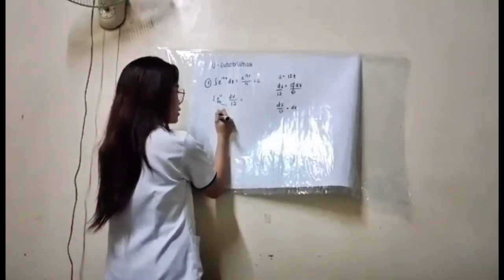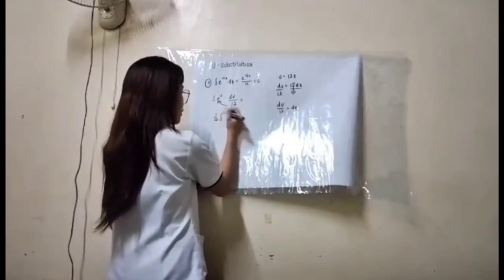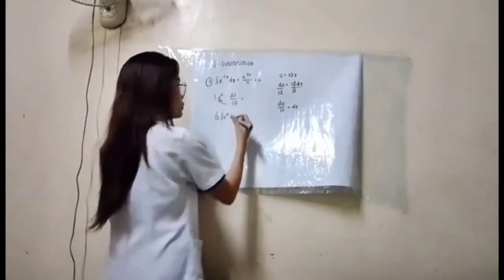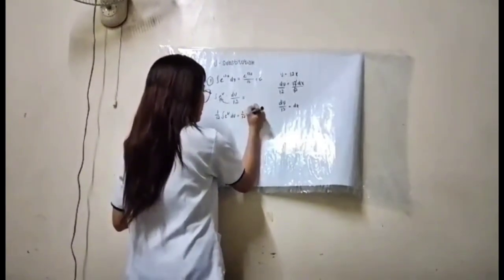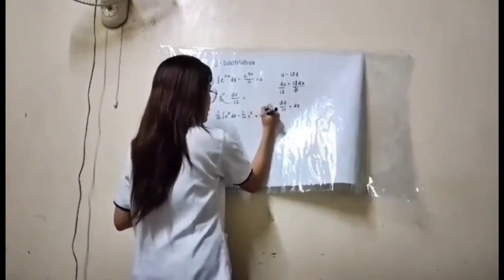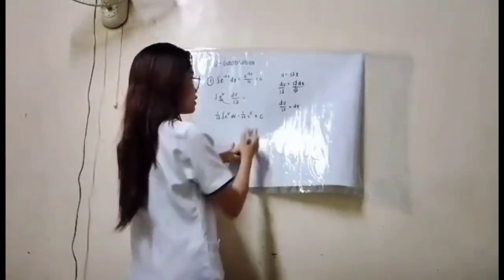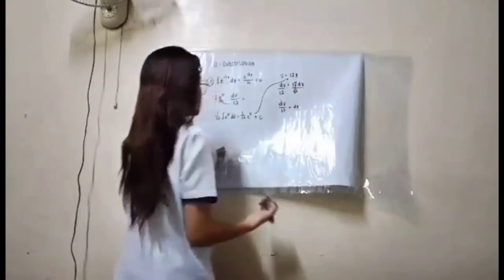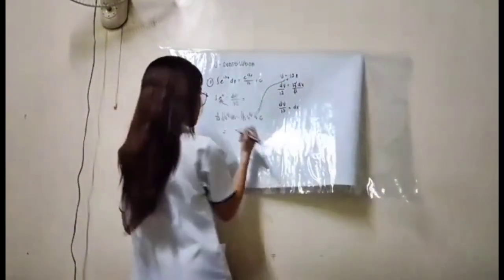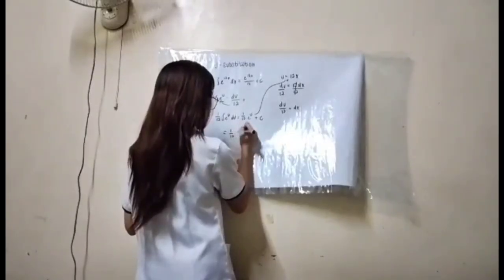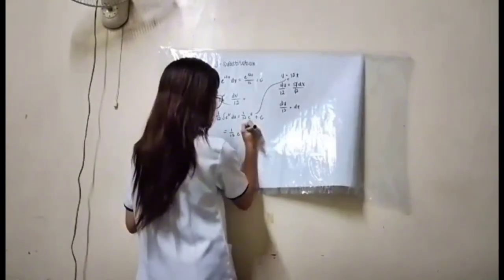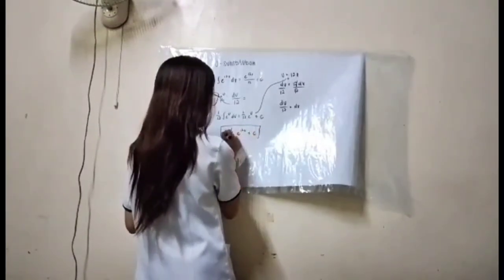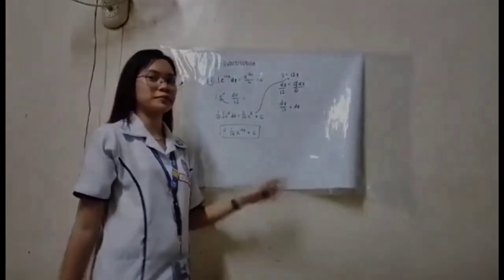So it will be 1 over 12 integral of e to the u, which is 1 over 12 e to the u plus c. So we're going to replace this u with this 12x. So the answer will be 1 over 12 e to the 12x plus c. And now this will be our answer for the u substitution.